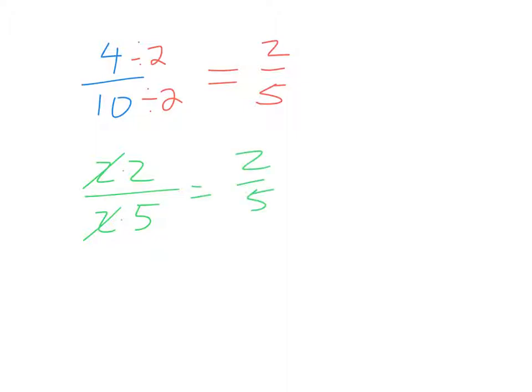And so basically this is what you're doing when you are simplifying. You say divide by 2, but really you're just canceling out a factor that appears both in the numerator and denominator.